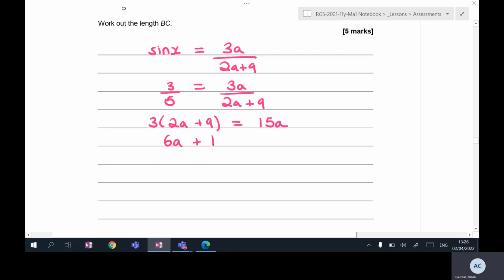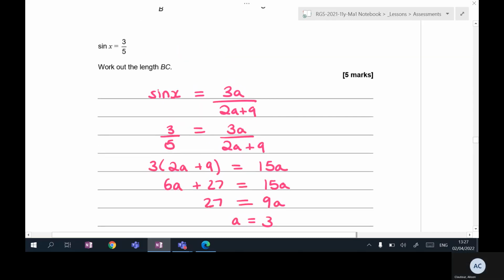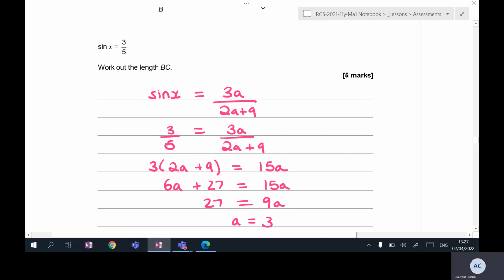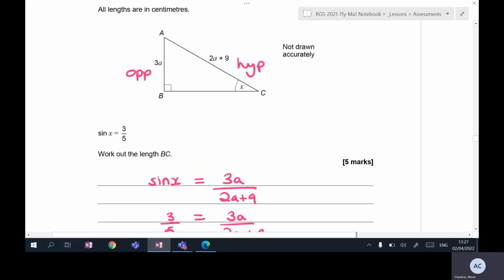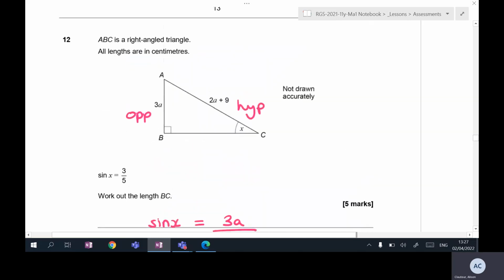So if I expand the brackets, I know that 9a has got to be 27. So that leaves me with a is 3. So I'm not actually asked to work out a, I'm asked to work out BC. So I then need to use that to find out what BC is. So I'm going to substitute my a back in here. So that makes this side 9 centimetres. This would be 2 times 3 plus 9, so 15 centimetres.